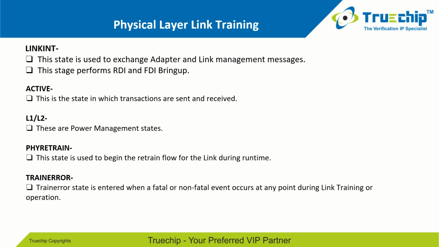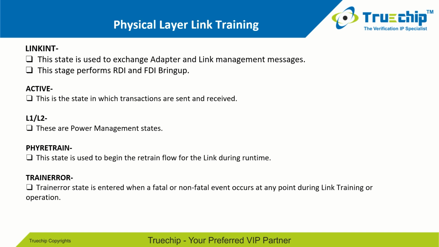Now moving further with the link init state, which is used to exchange adapter and link management messages, and this state also performs RDI and FDI bring up. Now the active state, which is the state in which transactions are sent and received. L1 and L2 are the power management states. PHY retrain state is used to begin the retrain flow for the link during runtime. And the train error state is entered when a fatal or non-fatal event occurs at any point during link training or operation.